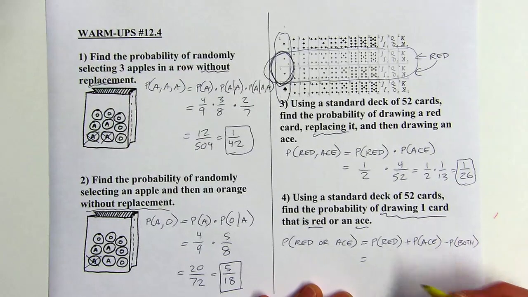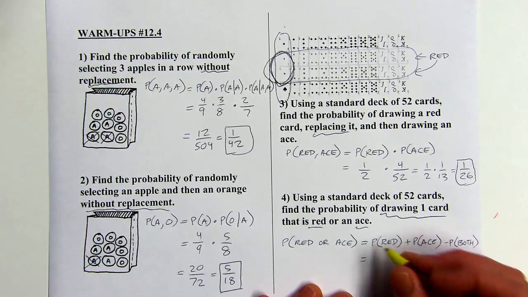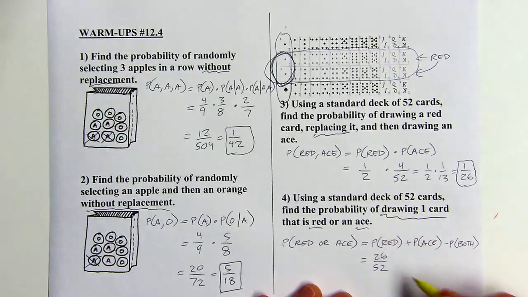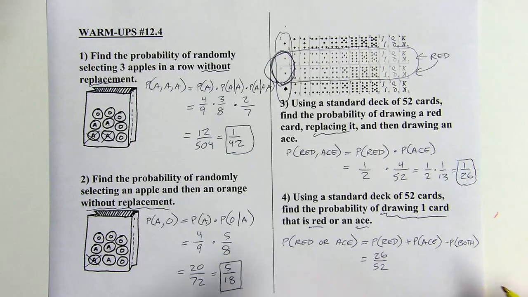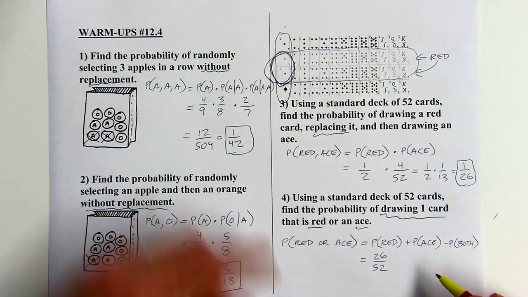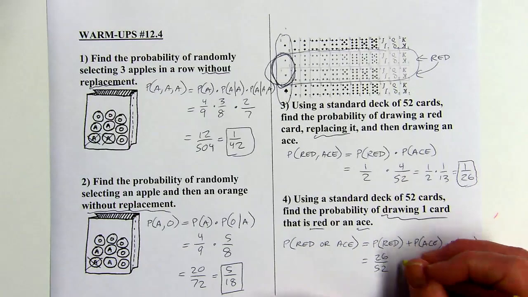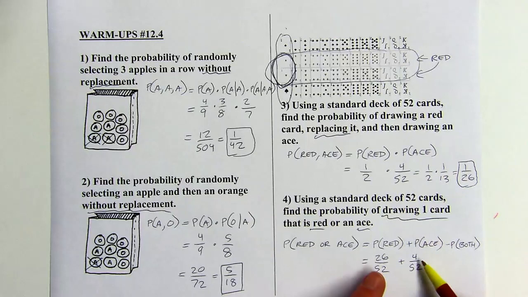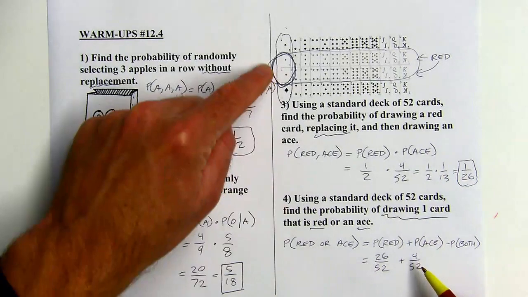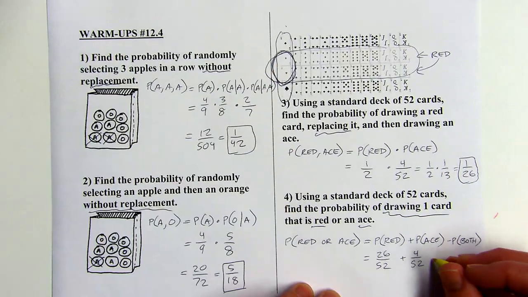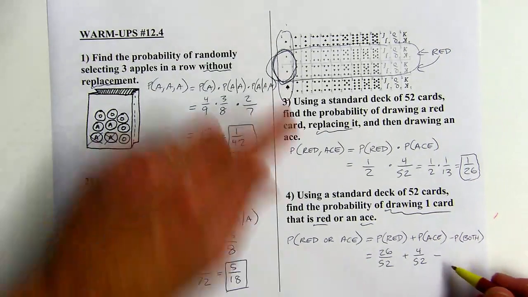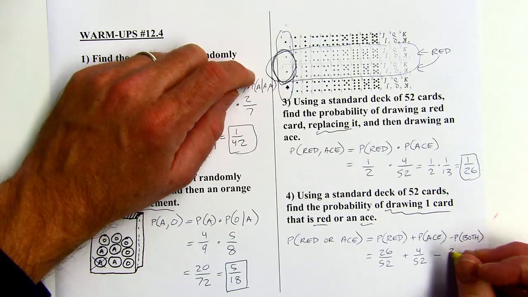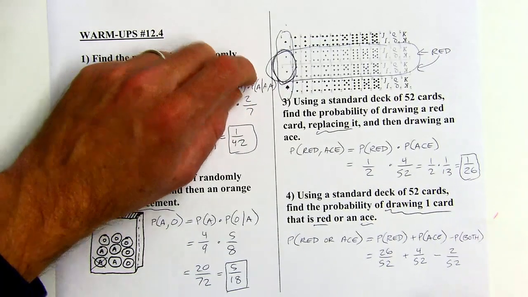So the reds, and I know this is half the deck that are reds, but I'm going to leave it as 26 out of 52, just because when I'm going to be adding and subtracting, then I'll have a common denominator, okay? And then for my aces, I'll have 4 out of the 52 cards. But again, if you just add those up, then you've double counted the red aces, the ace of hearts and the ace of diamonds. So I want to think how many cards are in both categories. Well, those two, the ace of hearts and diamonds. So I'm going to subtract that out, okay?